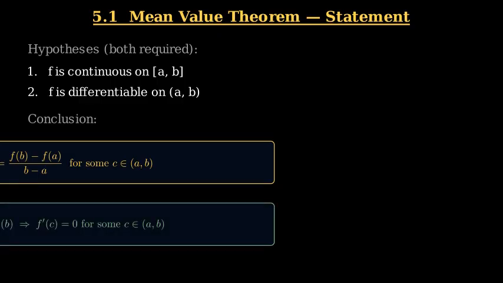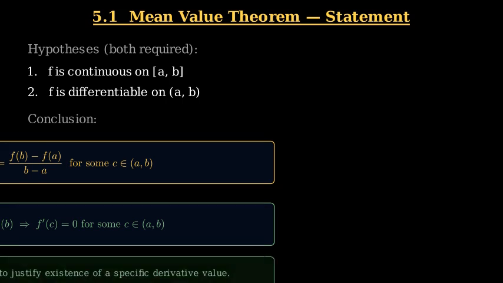Integration and accumulation of change. Section 6.1. Antiderivatives. F is an antiderivative of f if F prime of x equals f of x. Because the derivative of any constant is zero, antiderivatives form a family. We write plus C to represent all of them. C is called the constant of integration.